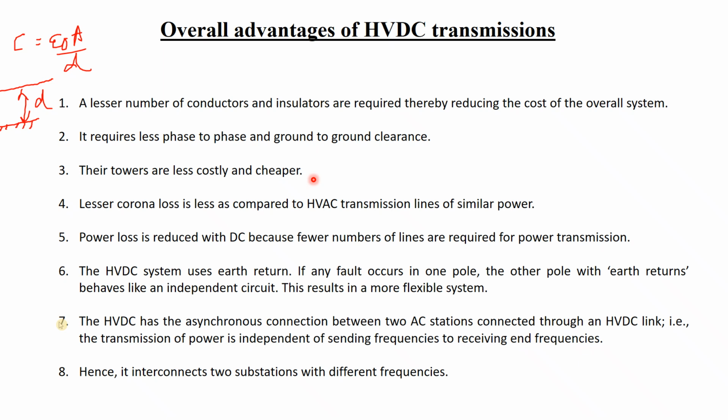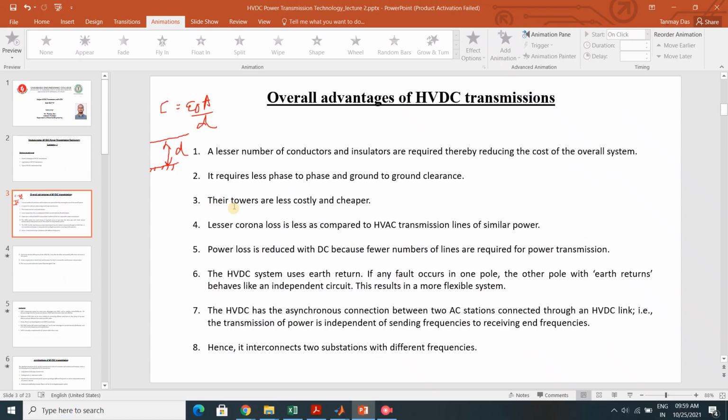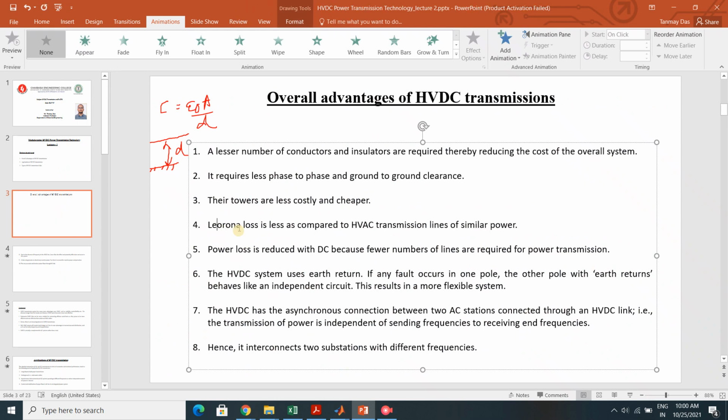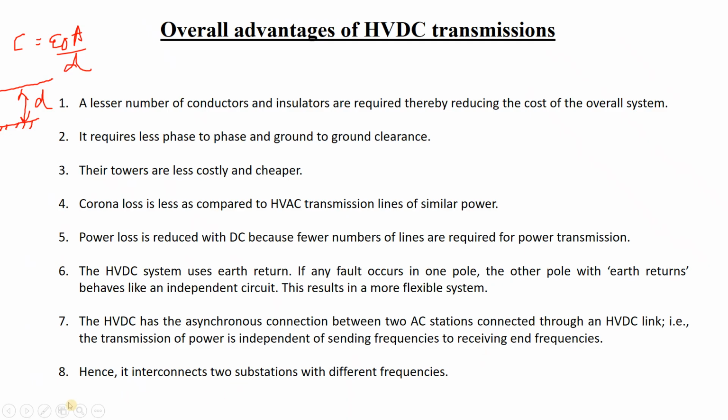Okay, corona loss is less. That means I think it should be reframed. Corona loss is less because in HVDC we don't have this corona effect. It is there, but very small compared to the HVAC transmission.